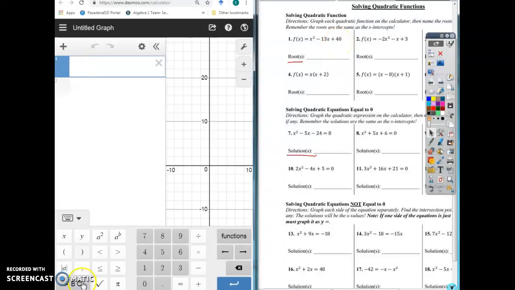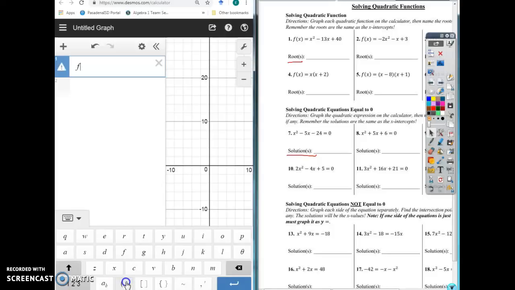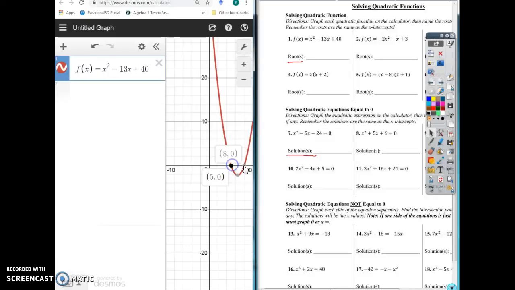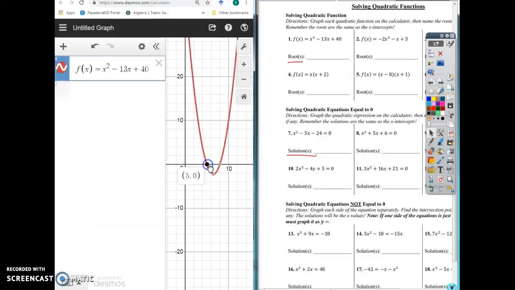F of x equals x squared minus 13x plus 40. And you find the solutions, and you write them down. So right here, I'm writing down 5 and 8. Those are your solutions. Okay, same thing for problem number 7.